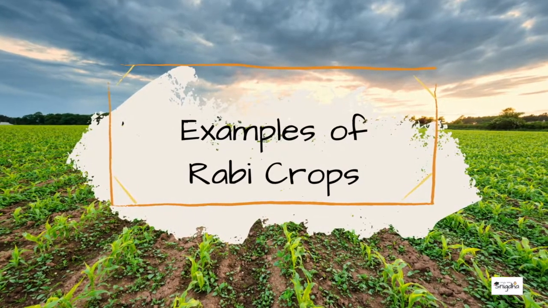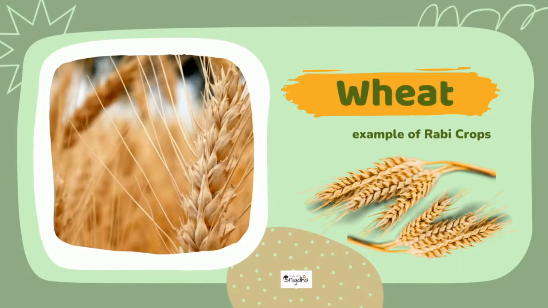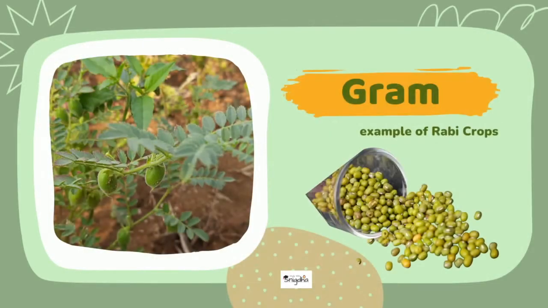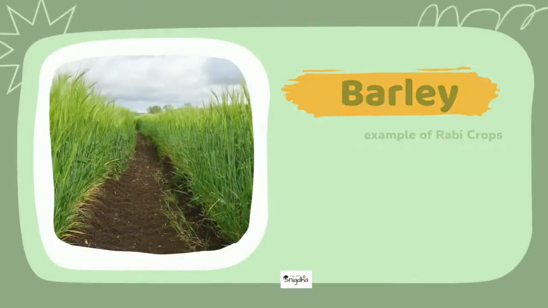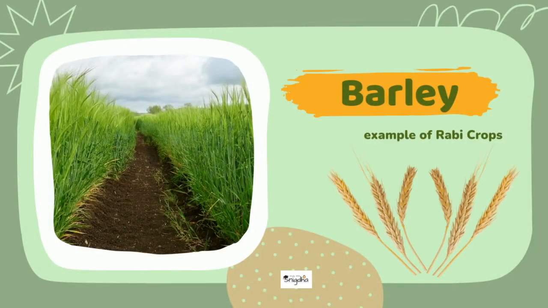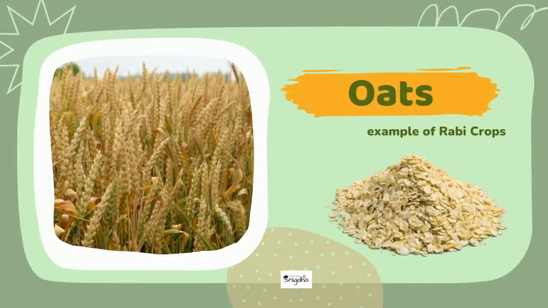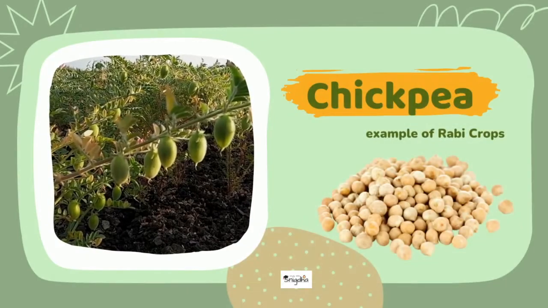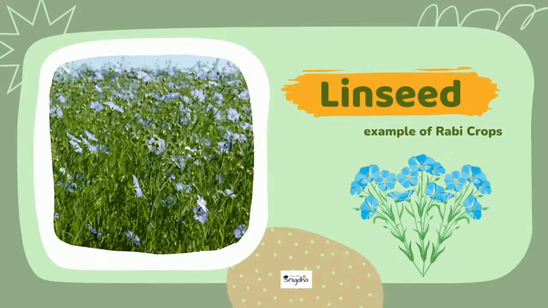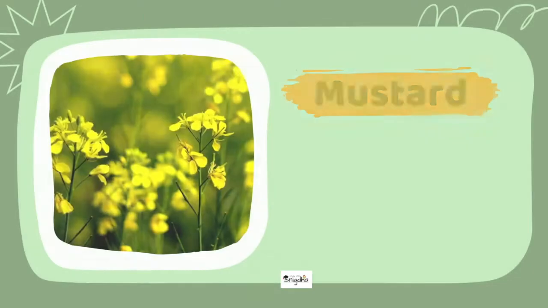Examples of Rabi crops are wheat, gram, barley, peas, oats, chickpea, linseed, and mustard.